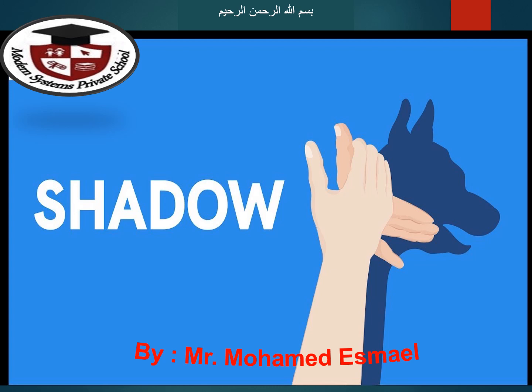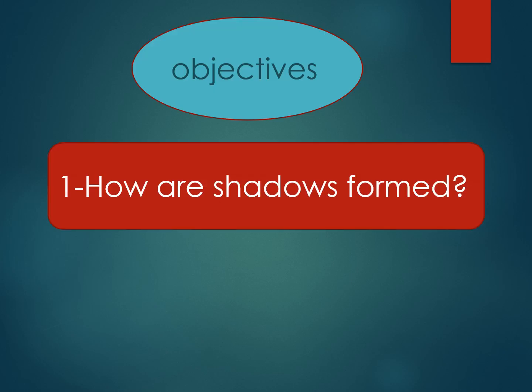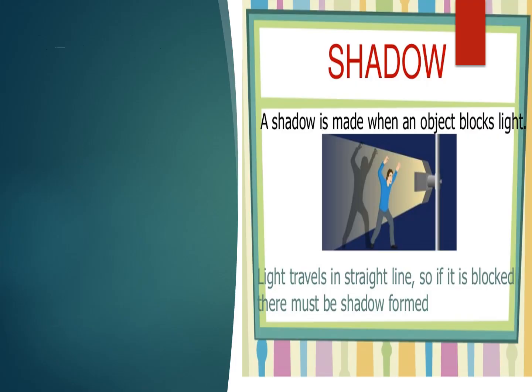Our topic today will be about shadow. Our objectives will be: first one, how are shadows formed? Number two, what causes the size, length, and position of shadow to change? Now we will explain the meaning of each point. What is the meaning of shadow?